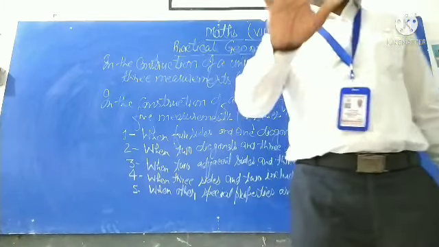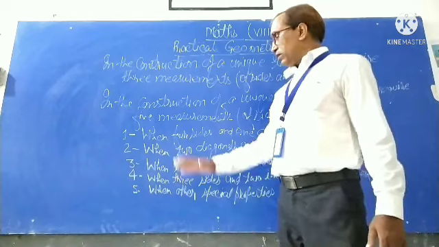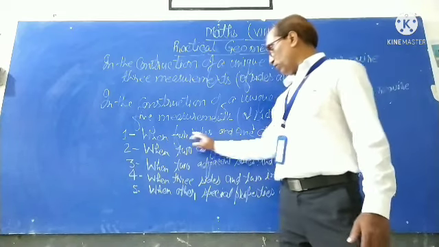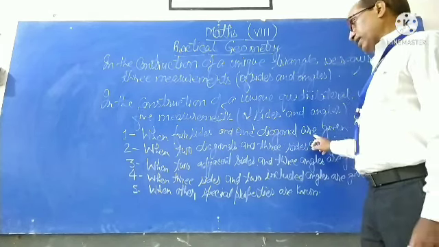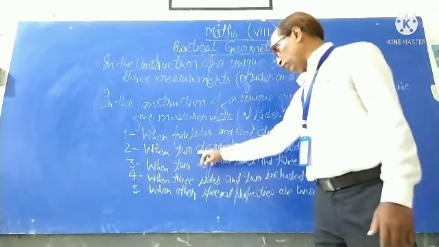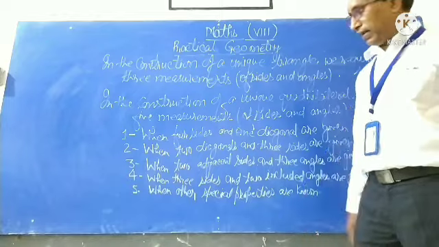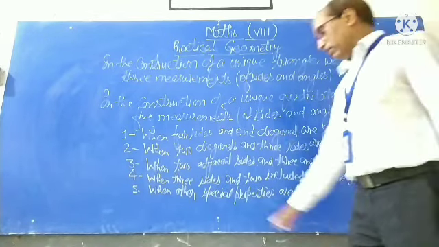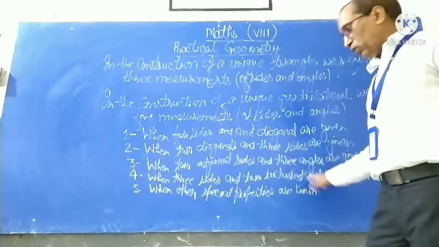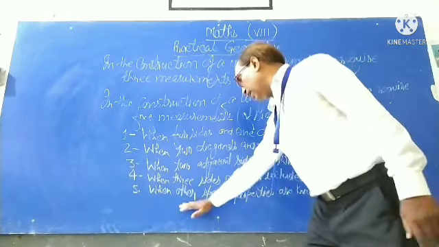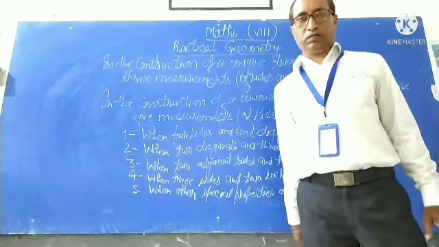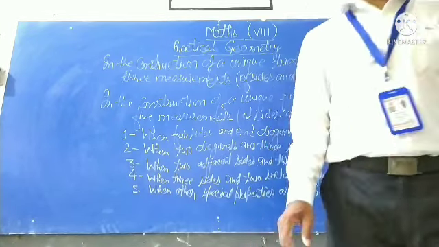So we have 5 conditions to construct a unique quadrilateral: when 4 sides and 1 diagonal are given, when 2 diagonals and 3 sides are given, when 2 adjacent sides and 3 angles are given, when 3 sides and 2 included angles are given, and when other special properties are known. Clear?